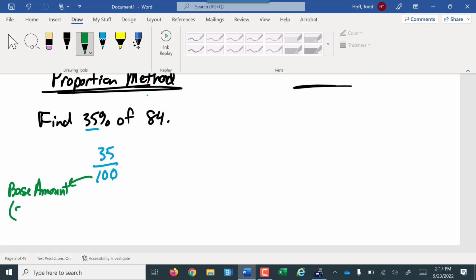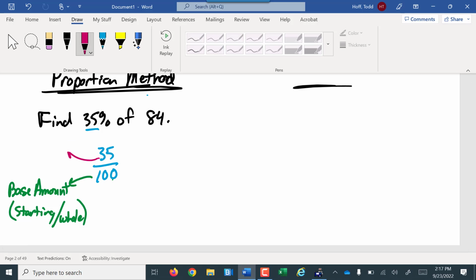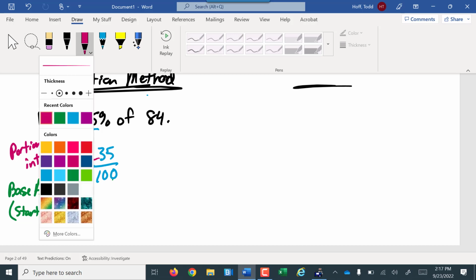So it's often the starting amount or the whole thing. The top number then is called the portion of interest. It is the piece of that base amount. Now, sometimes it's actually bigger than the base amount, but it is a portion of that base amount that we are focusing in on for this particular problem.